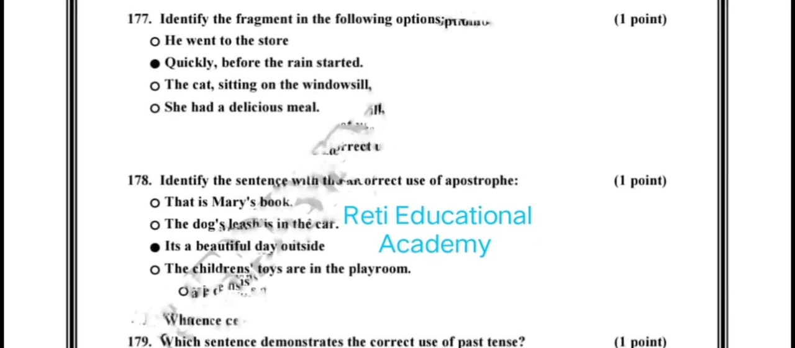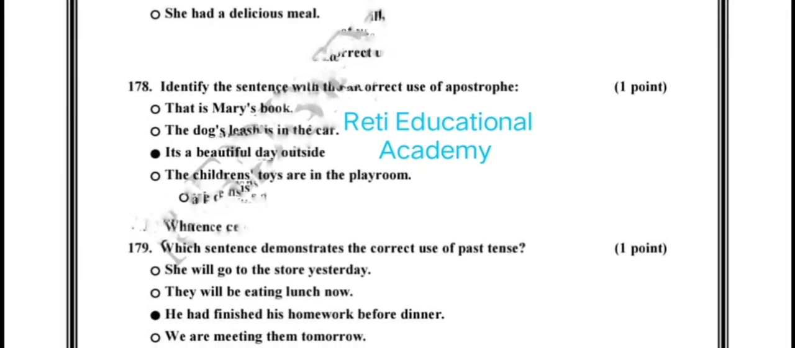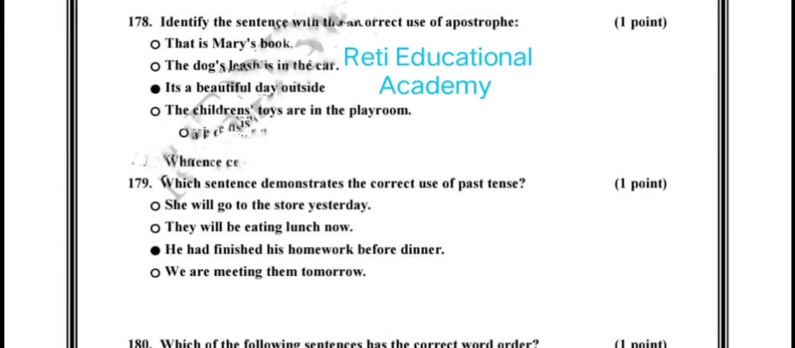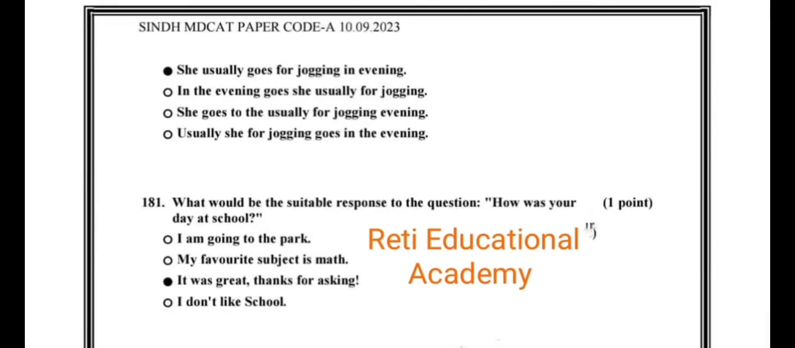Question number 178. Identify the sentence with the correct use of apostrophe. Question number 179. Which sentence demonstrates the correct use of past tense? And the correct option is he had finished his homework before dinner. Question number 180. Which of the following sentence has the correct word order? And the correct option is she usually goes for jogging in the evening.